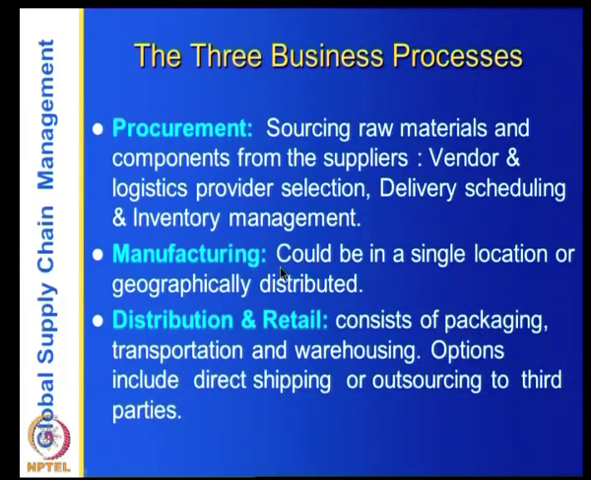And finally, it is distribution and retail. In other words, the customer is served through the retailers and the retailers are served through distributors, and distributors get their products from manufacturers. So, it consists of packaging, transportation, warehousing, and sometimes the manufacturer can directly ship to the retailers, or it can outsource to a third party and so on. So, basically whatever happens in the supply chain, as we saw in the multi-tier supply chain diagram, procurement, manufacturing, and distribution and retail are the three business processes here.